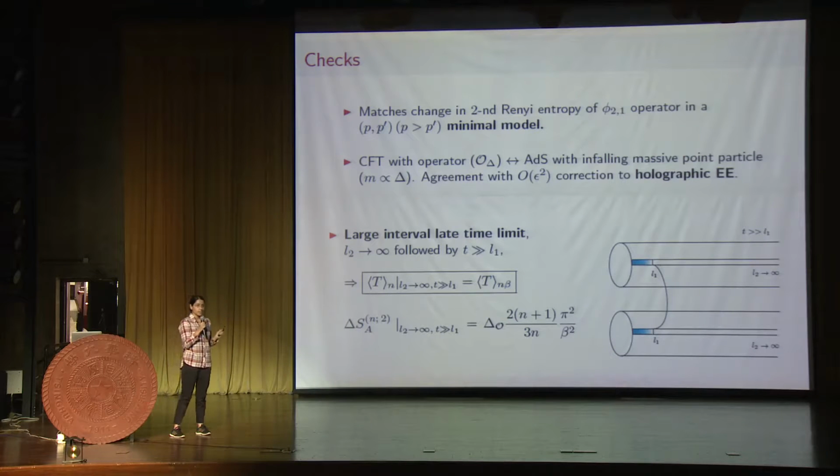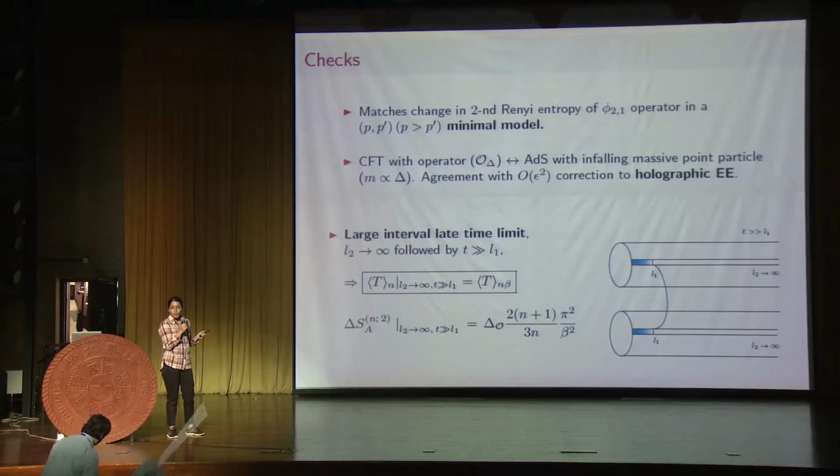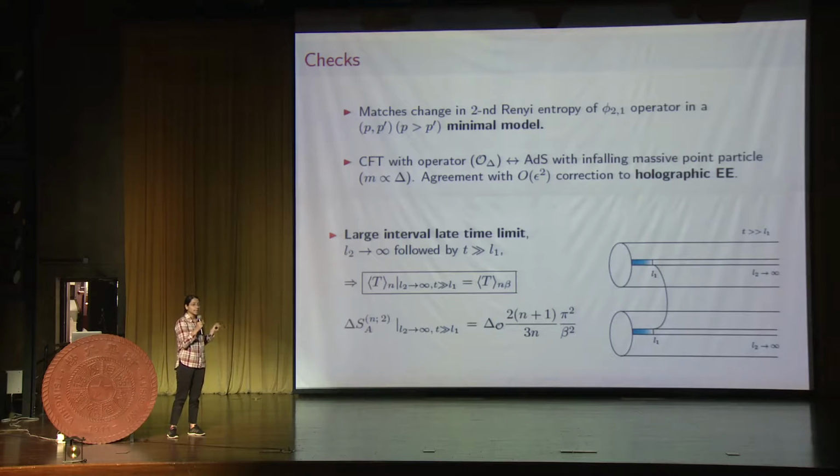We have done several checks. This result matches with the second Renyi entropy of the phi 2-1 operator of a p p-prime minimal model, where the exact result in epsilon is known. We have also got agreement with the order epsilon squared correction to holographic entanglement entropy.